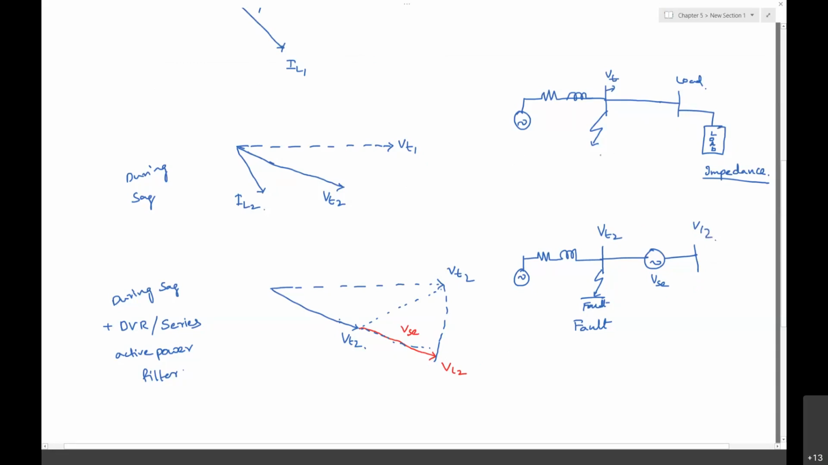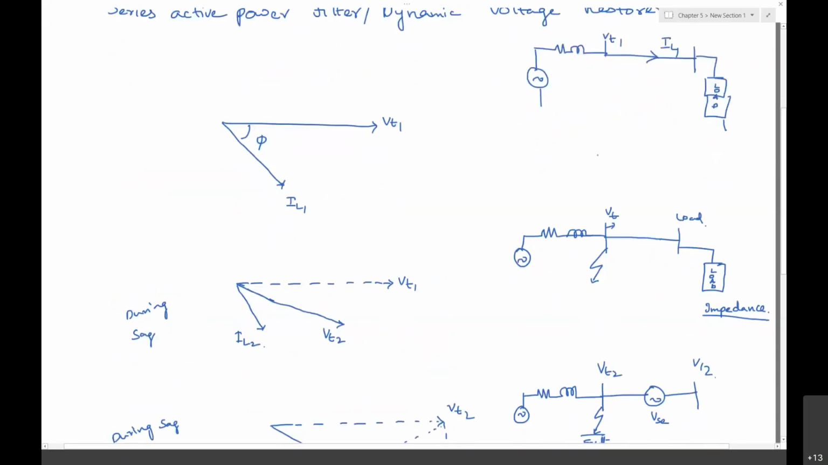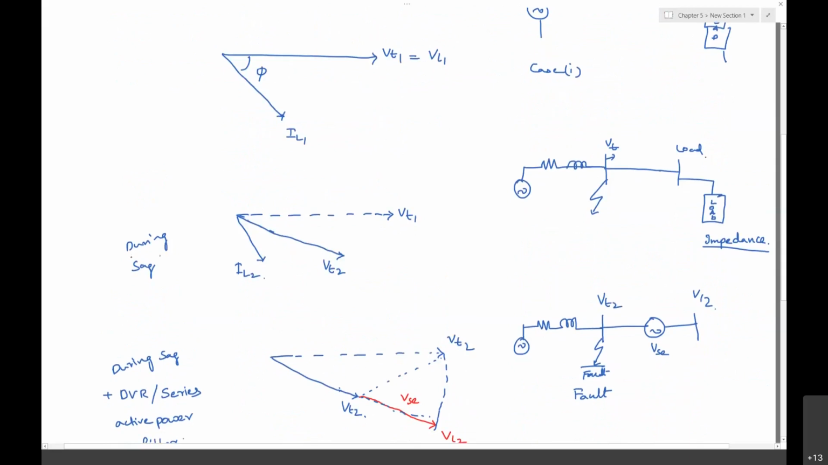Earlier, especially in this particular case, case 1, this is an ideal healthy condition. VT1 is very well equivalent to VL1. During the sag, without a series compensator, as case 2, VT2 is very well equivalent to the load voltage.